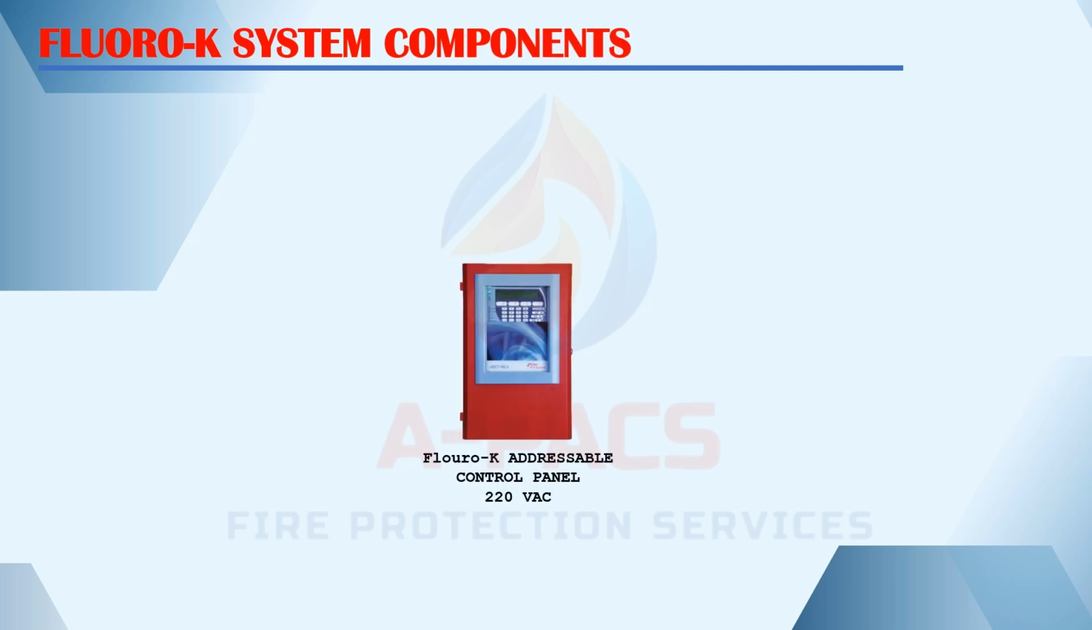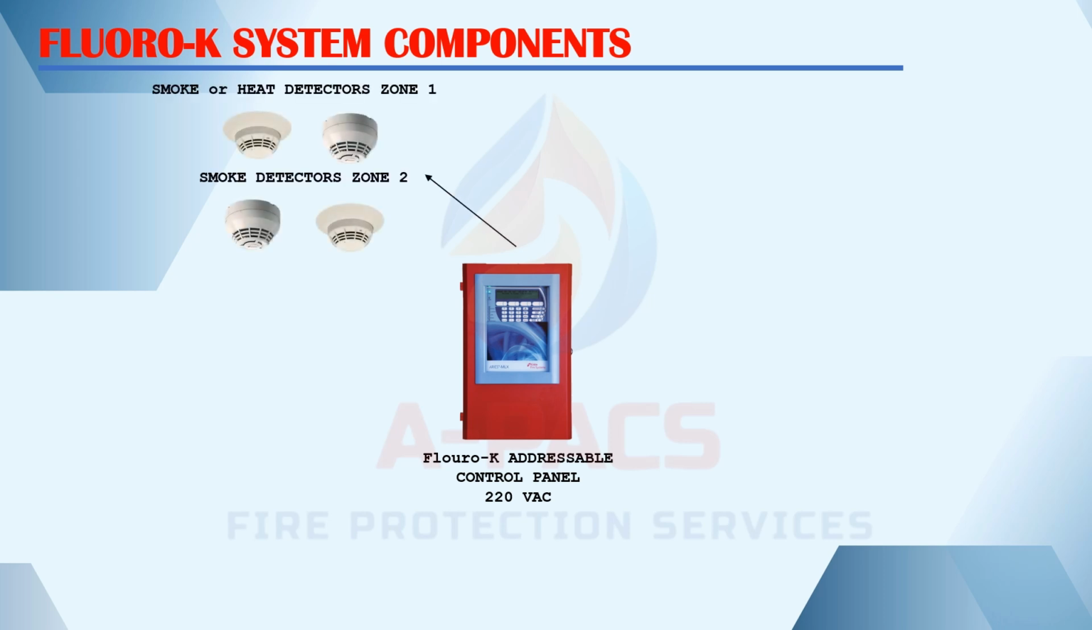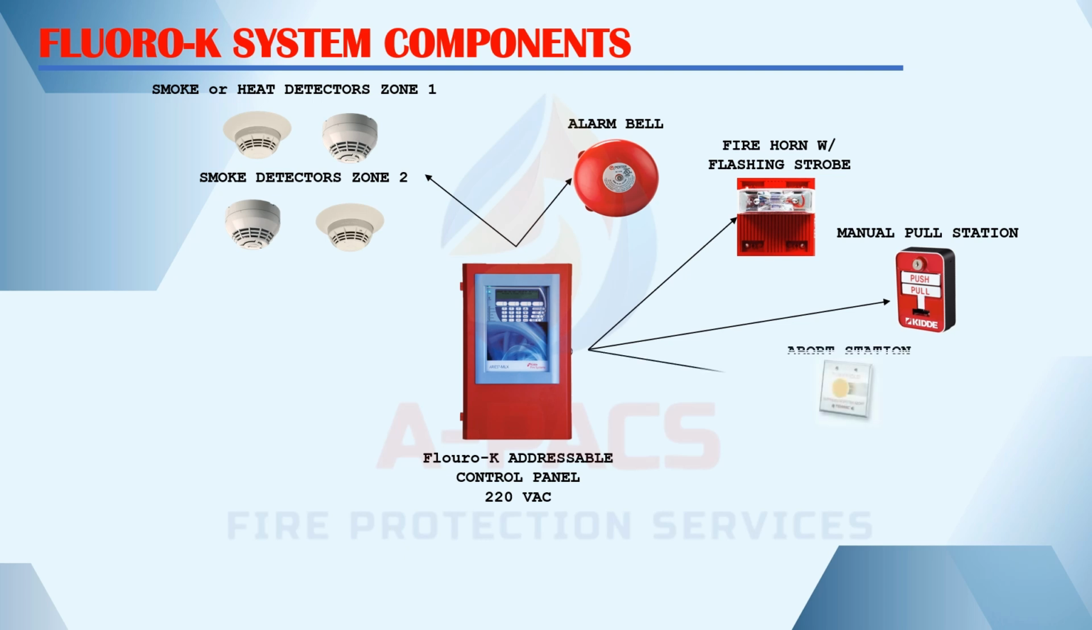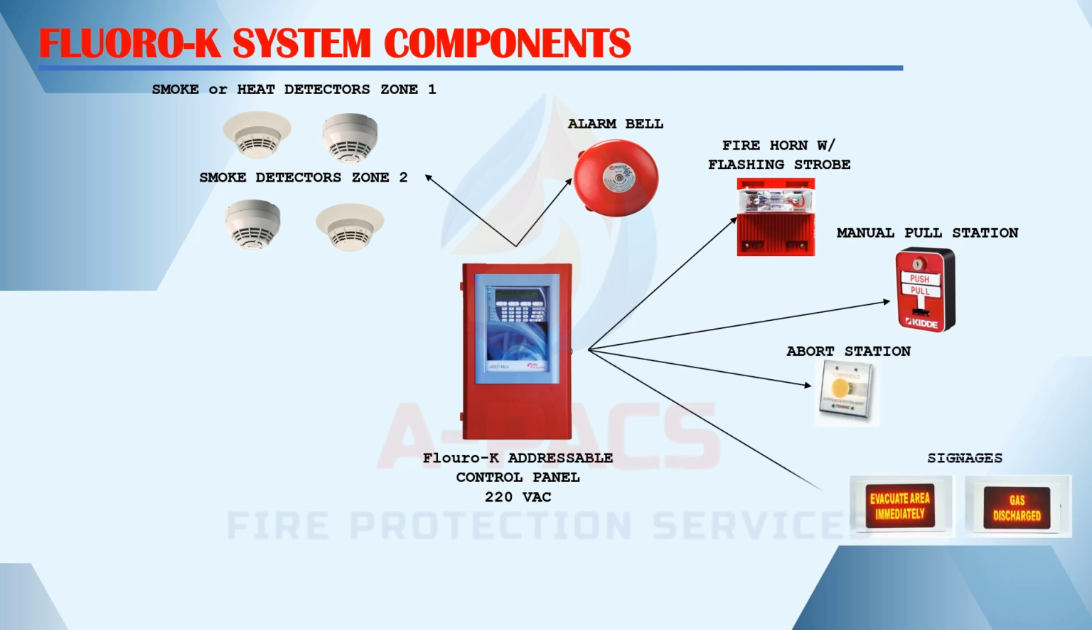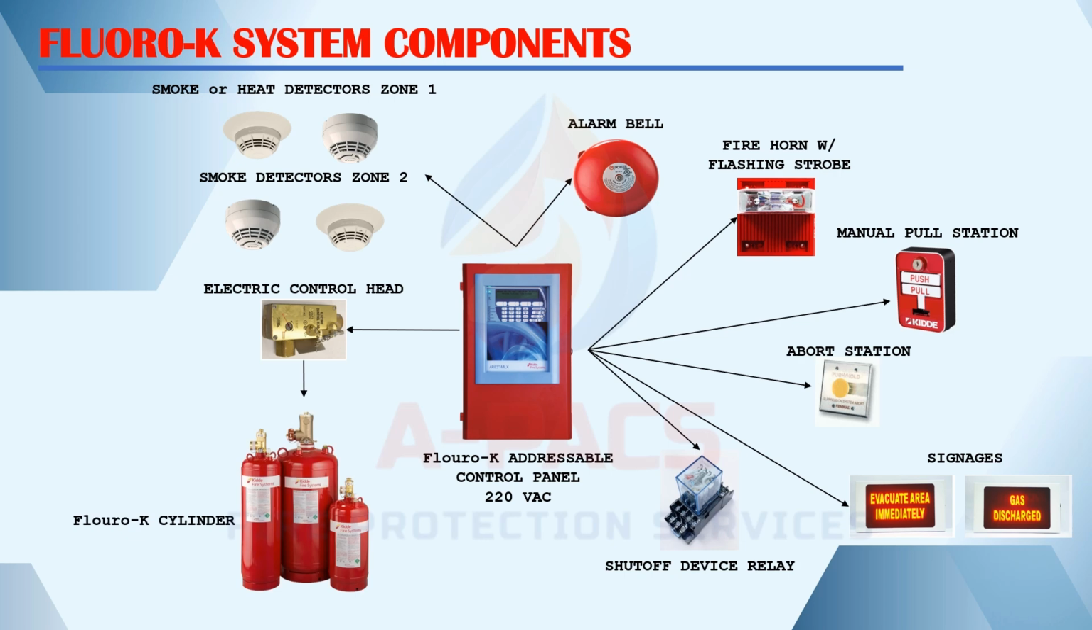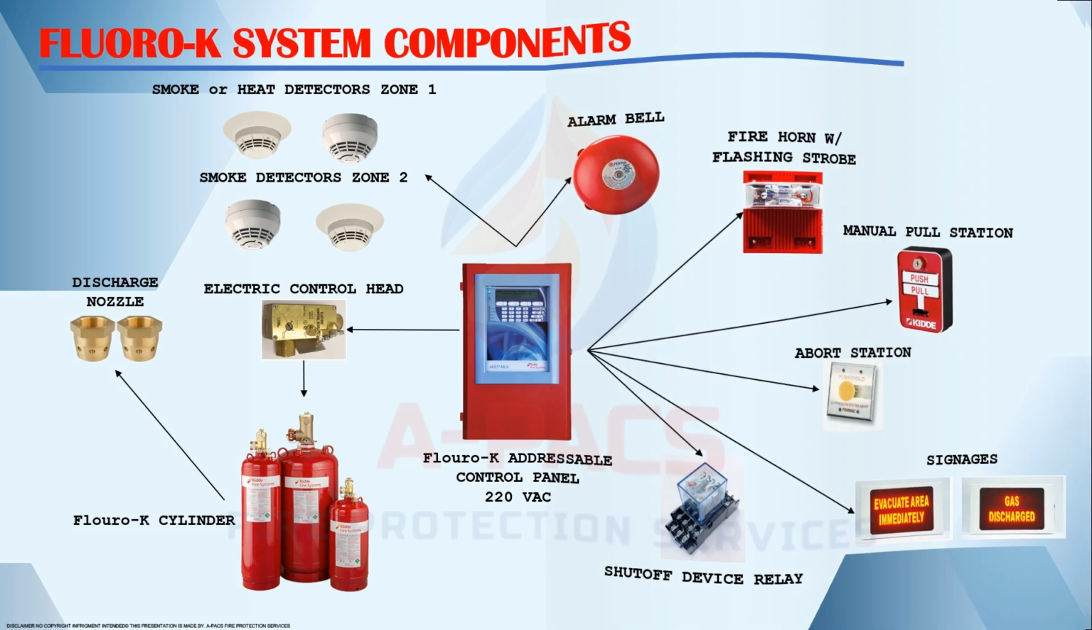The Fluoro-K system components. Fluoro-K addressable control panel, 220 VAC. Smoke or heat detectors for the Zone 1 and Zone 2 address. Alarm bell. Fire horn with flashing strobe light. Manual pull station. Abort station. Evacuation and gas discharge signage. Shutoff device relay. Electric control head. Fluoro-K cylinder filled with clean agent. And lastly, the discharge nozzle.